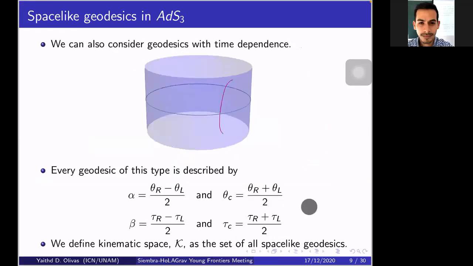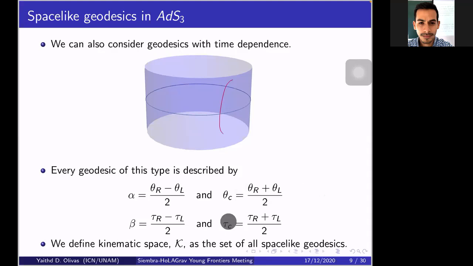In the case where we have geodesics with time dependence, like this one over here, we can characterize the geodesic by four numbers. We can use the two previous parameters, alpha and theta sub c, but we can also add two additional numbers, that is the time opening and the time location of the center.